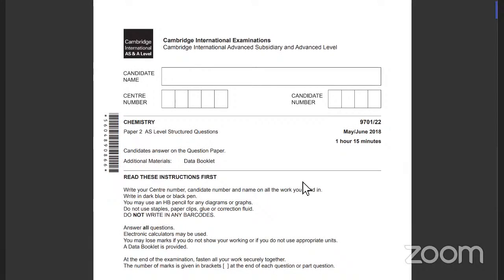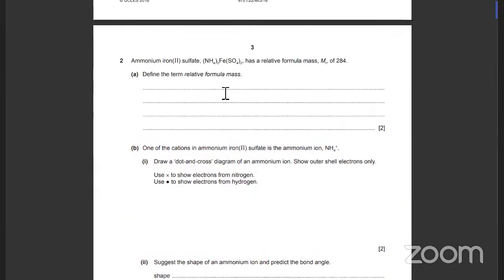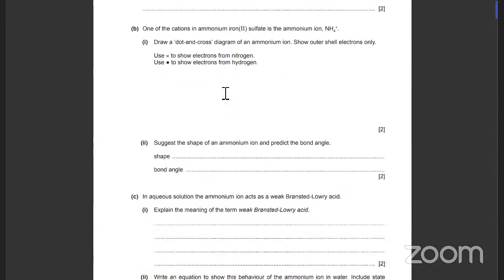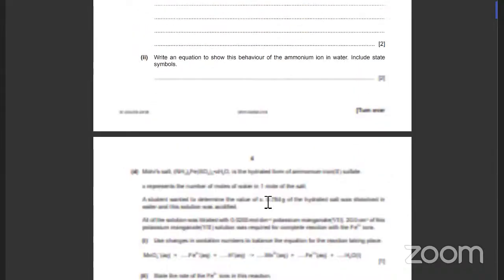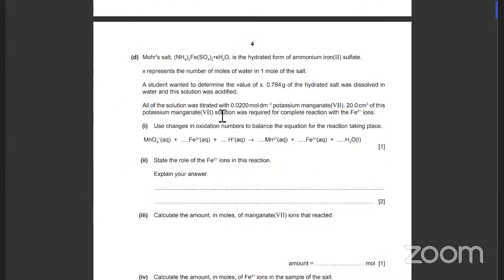I said this one now. Okay, question number 2, the whole question, part B. Yes, sir. He's asking, sir, for D, the D. I said D is a Mohr's salt question.